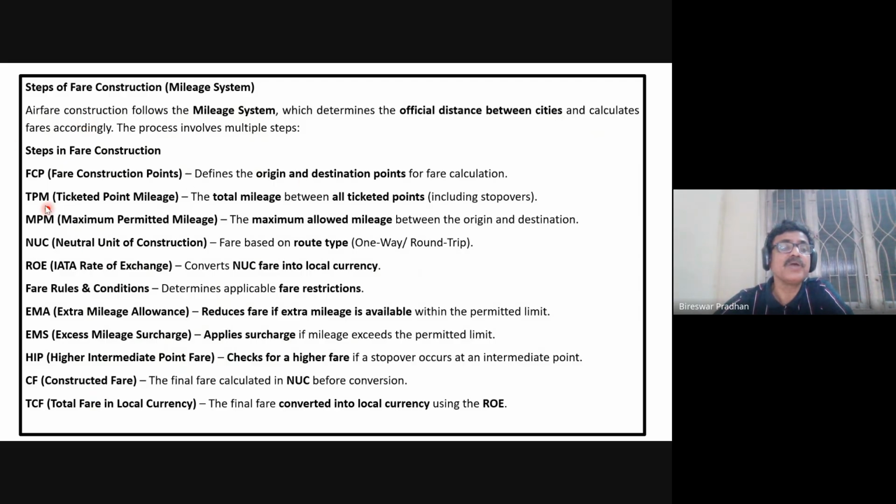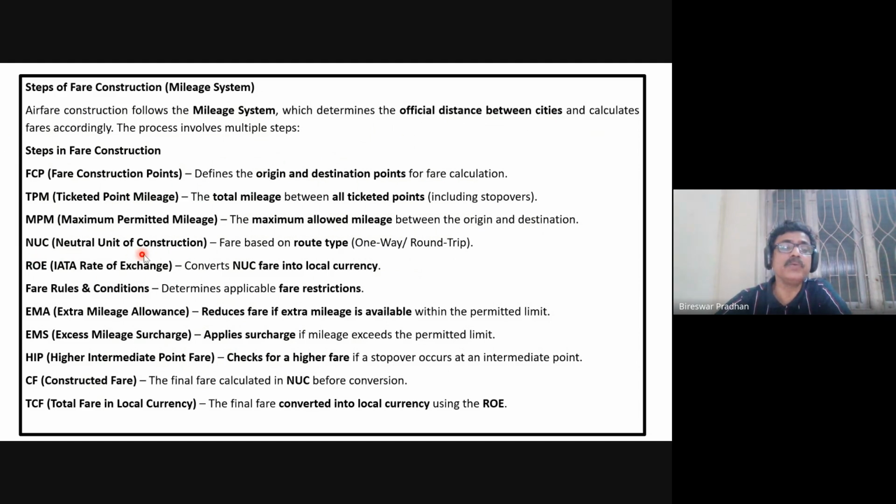What are the steps? Fare construction point definition. First, you define the origin and destination point for fare calculation. First step. Second is the ticket point mileage, the total mileage between all ticket points including stopovers. Second step. Third, MPM, maximum permitted mileage, the maximum allowed mileage between the origin and destination.